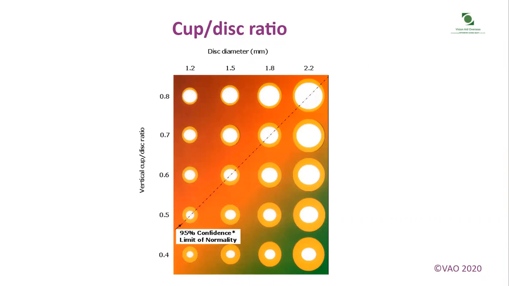The diagram on this slide shows the relationship between the disc diameter and the vertical cup to disc ratio. It also suggests a 95% confidence line on the limits of normality, with those discs that are in the bottom right section being less suspicious and those in the upper left being more suspicious based on the disc diameter and the cup to disc ratio.